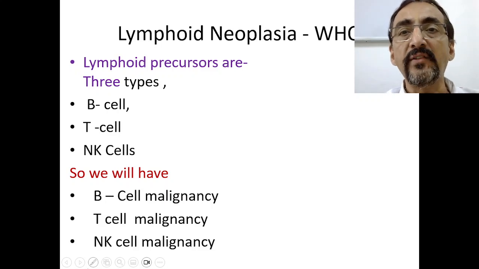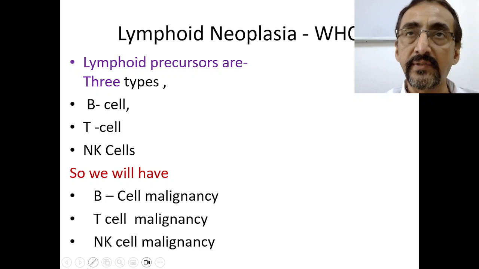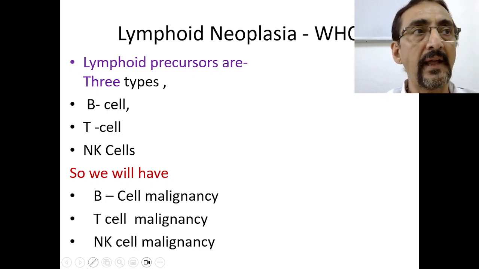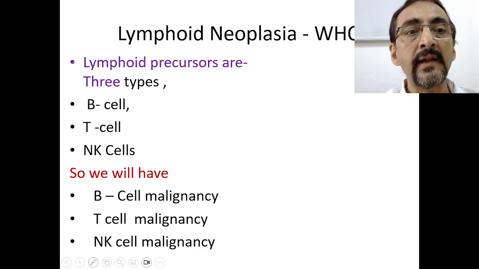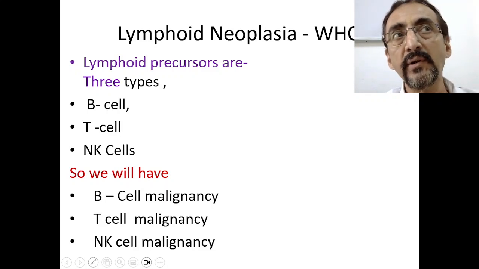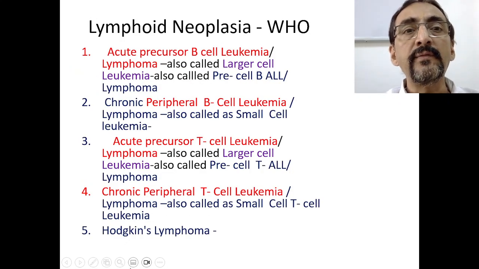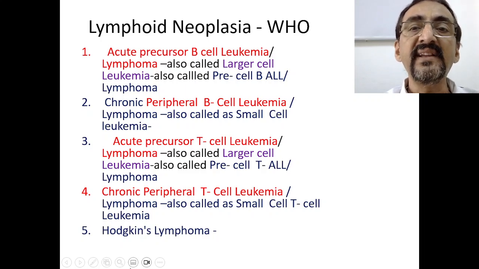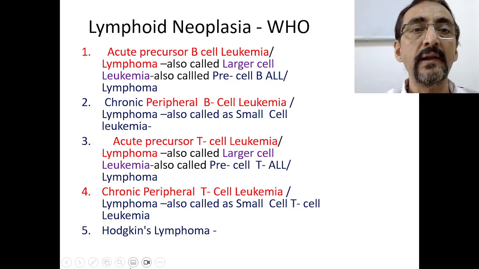Now lymphoid neoplasia. According to WHO, this is the classification only in the lymphoid series. Lymphoid precursors are of three types, we know: B cells, T cells and natural killer cells. So accordingly, we have B cell malignancy, T cell malignancy and natural killer cell malignancy. This is related to lymphoid tissues, therefore it's called lymphoid neoplasia. Now, one more classification is acute precursor B cell leukemia or lymphoma.